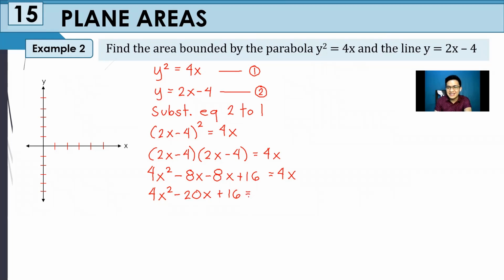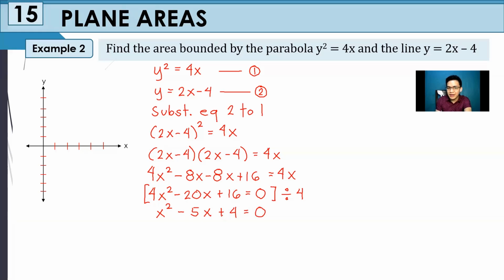Okay, kung may mali ako, class, i-chat lang ninyo. Pre-recorded man siya, so i-chat lang ninyo kung may mali. Anyway, so dito, 4x squared is equivalent to 20x plus 16. So therefore, i-simplify natin para mas madali nating makuha yung roots, by dividing lahat ng 4, yung greatest common divisor nila. Para makuha na to, x squared minus 5x plus 4. It's equivalent to 0.